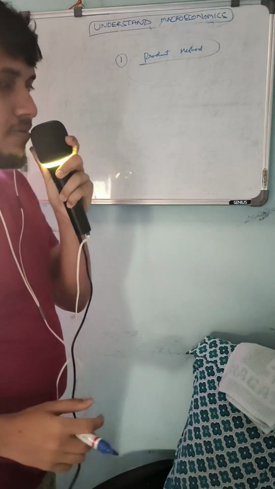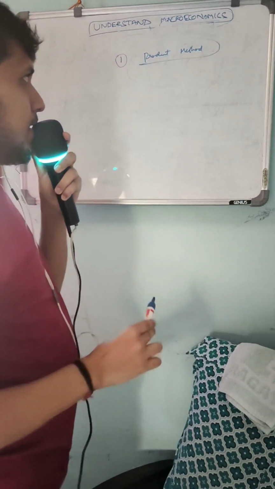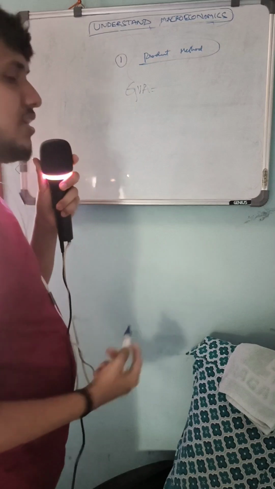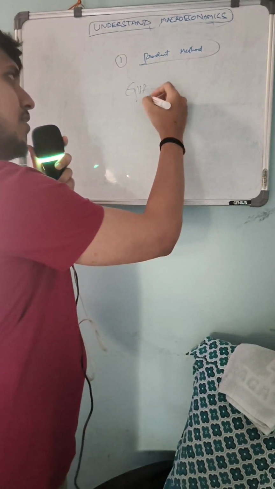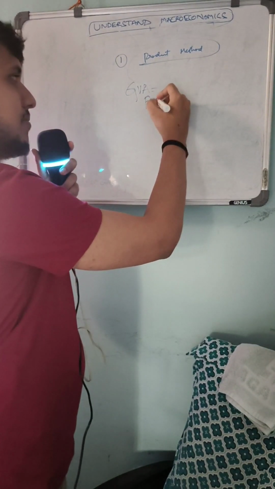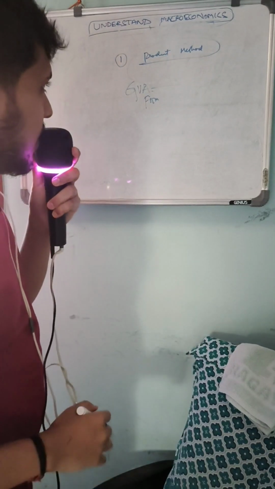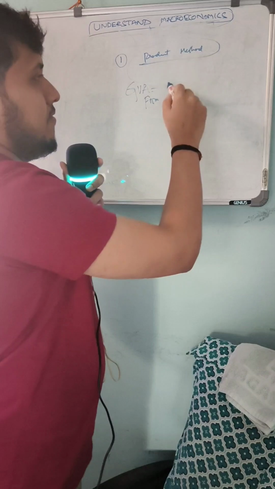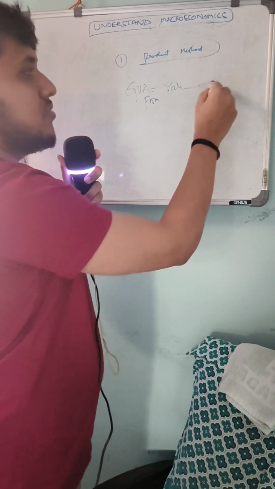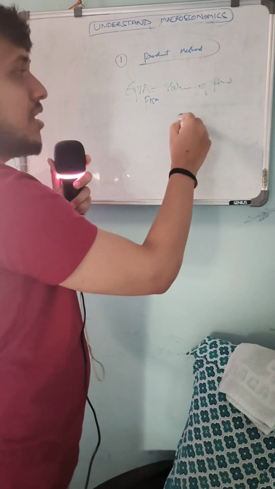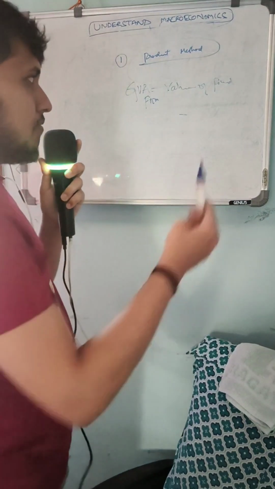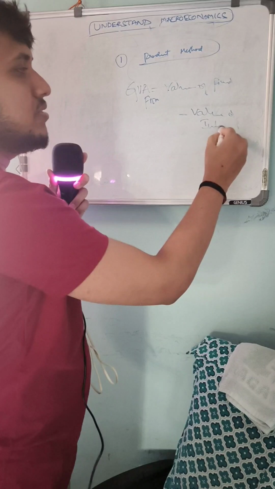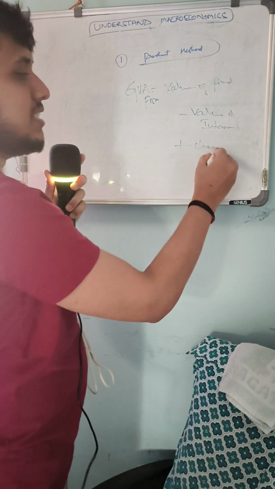In this, we consider GVA of any firm is equal to the value of final goods minus value of intermediate goods plus the change in inventory.